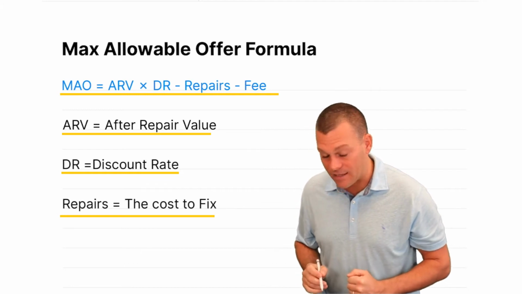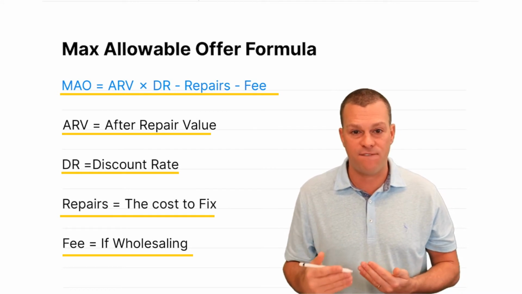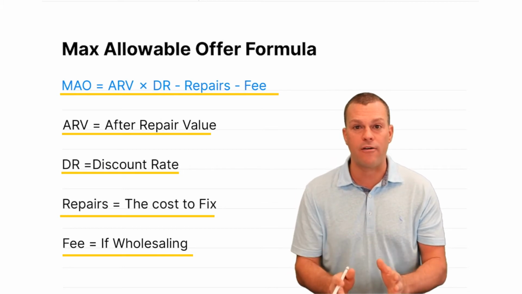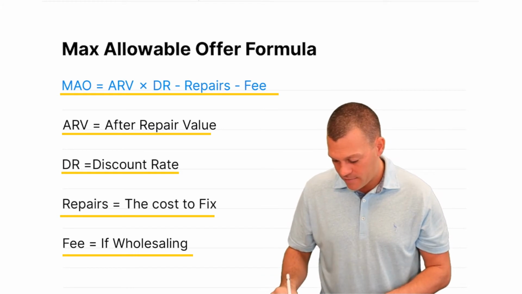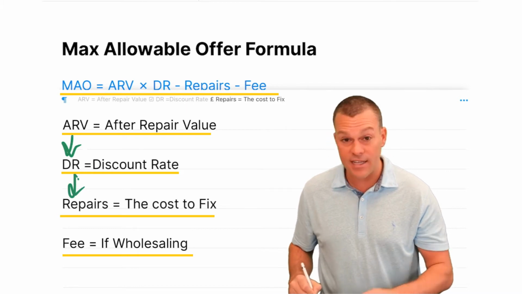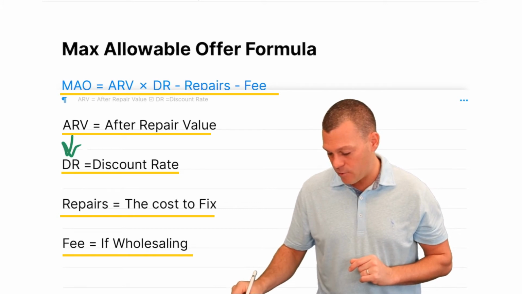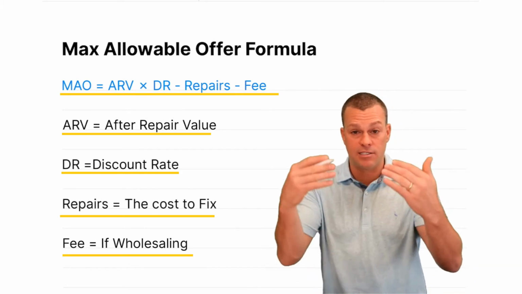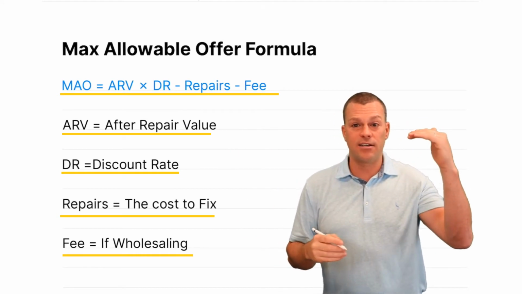And then last but not least, guys, if we are wholesaling this property, we're gonna also subtract out a fee. So let's slow down. MAO equals max allowable offer. That's what we're gonna be solving for. We do so by taking our ARV and multiplying it by our discount rate. And then we're gonna subtract our repairs. And then if we're wholesaling it, we're gonna subtract a fee, okay? And the fee would be subtracted as it's coming off this side of the equation over here, right? So on the other side of the equation, way over there, it's gonna bring that number down.